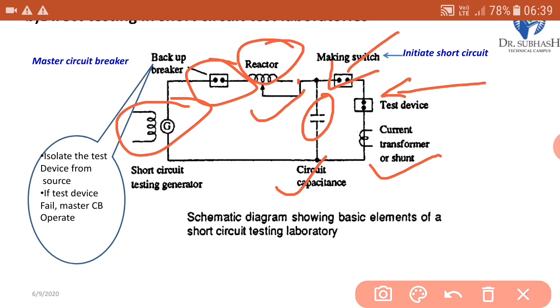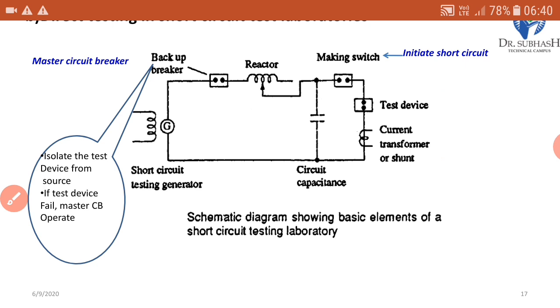Now what is the backup circuit breaker? It will isolate the test device from source. If the test device fails, master circuit breaker operates. If the device under test fails, then also the master circuit breaker will operate. So this is the typical arrangement for short circuit testing in laboratory.